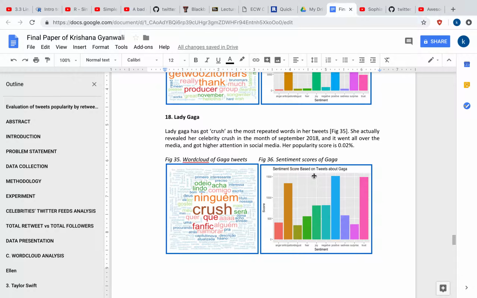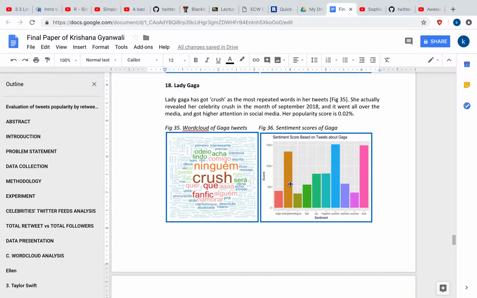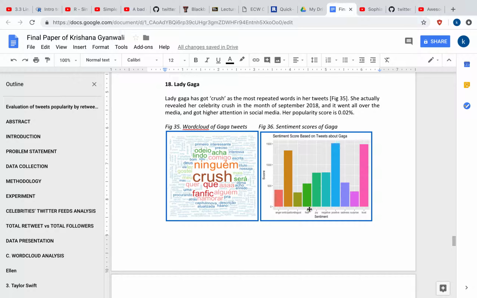If somebody gets into controversy, and a lot of people are talking about it, then definitely their retweetability or their popularity in tweets would be higher. The same goes for Lady Gaga, and she has 0.02.